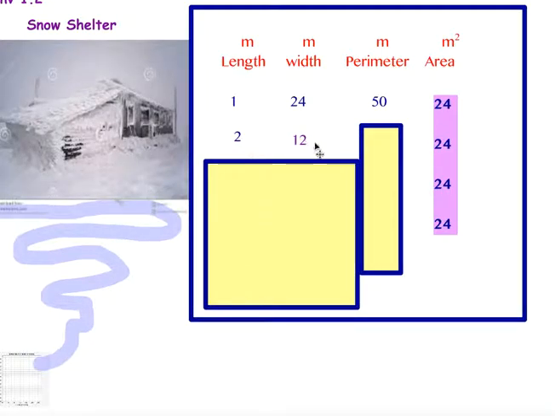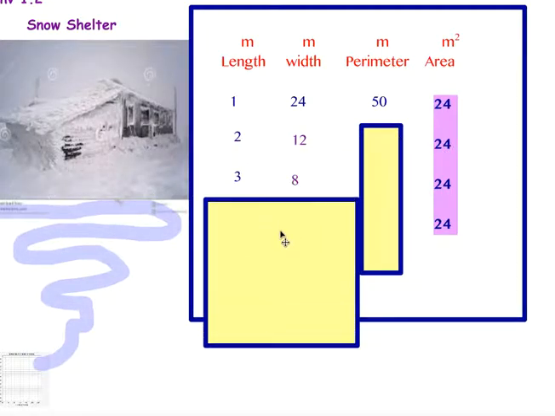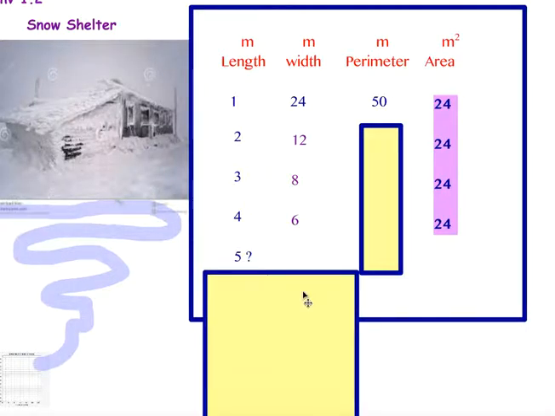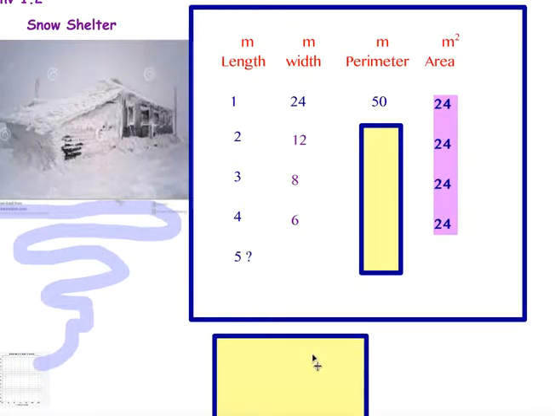2 times 12 is 24. 3 times 8 is 24. 4 times 6 is 24. And then we tried 5, but realized 5 is not a factor of 24. So the last rectangle we come up with would be 4 by 6. You don't need to keep going and write 6 by 4.